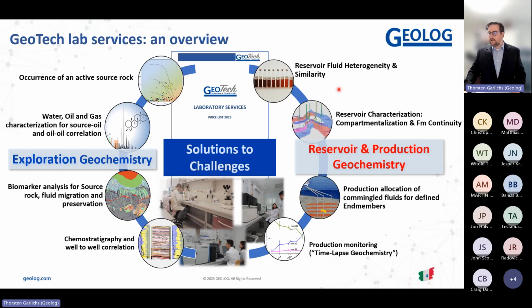Today, we will concentrate more on the right side, the reservoir and production geochemistry. Here, the main topics would be reservoir fluid heterogeneity and similarity, reservoir characterization, compartmentalization, and formation continuity. The production allocation of commingled fluids, and this is the main talk of today, for defined end members, and more important, over time, adding the time dimension. This is the time-lapse geochemistry.